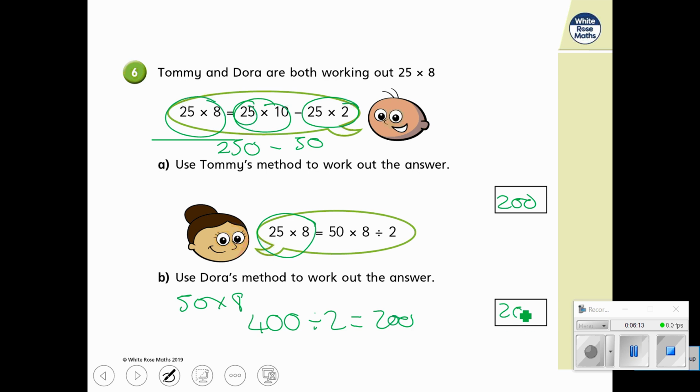So what you've now got to discuss is which of those methods you prefer and why. I'm having a look at those two. I'm thinking if that was me, I would probably go for Dora. That's what I like. I would double it first, work out 50 times 8, and then I would half it. What about you? Both methods are fine, and it doesn't matter which one you use, as long as you use one of those methods confidently.